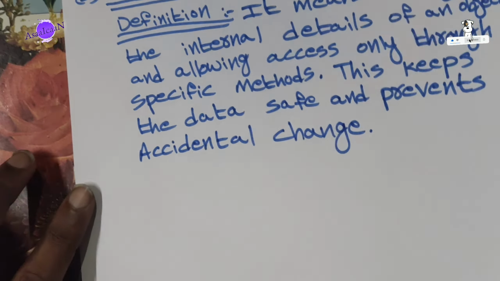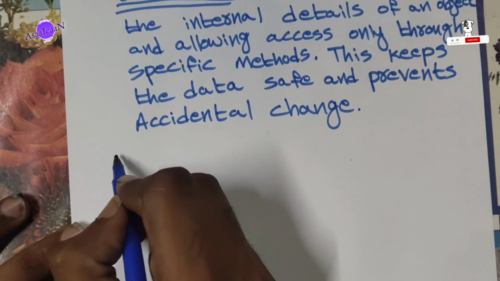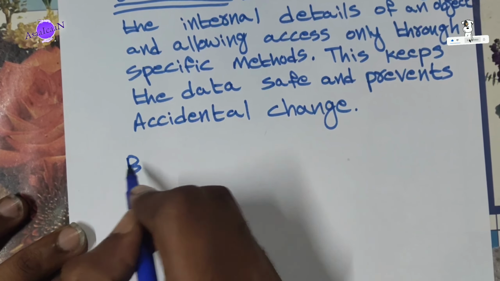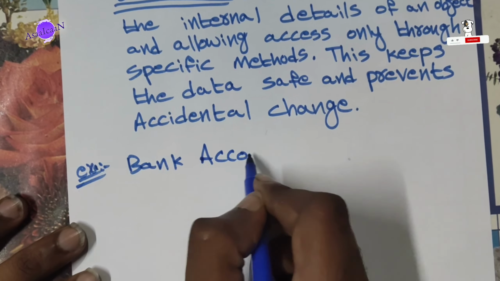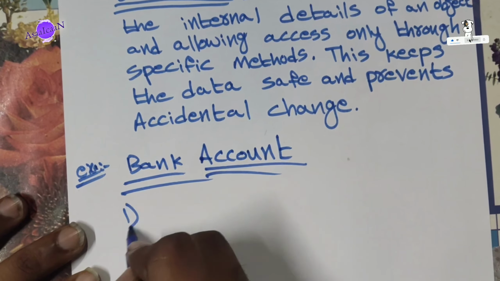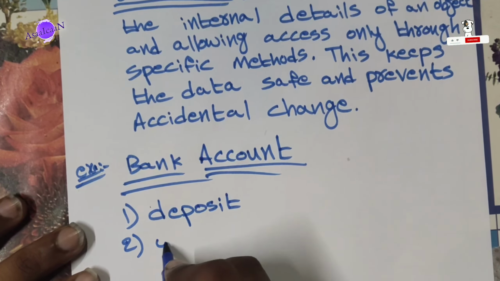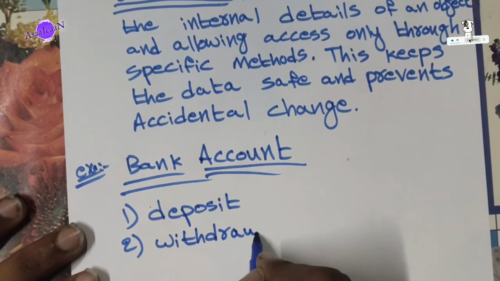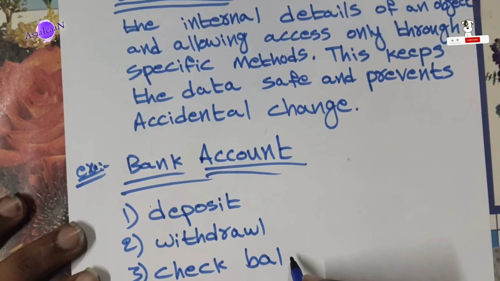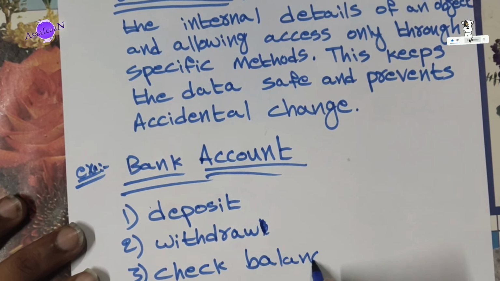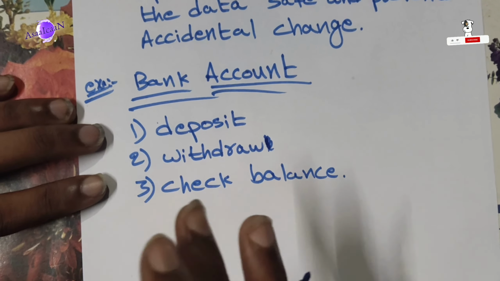Okay. I can also write a simple real life example, and I can explain it already. A real life example is a bank account. First, deposit. Second, withdrawal. Third, check balance.